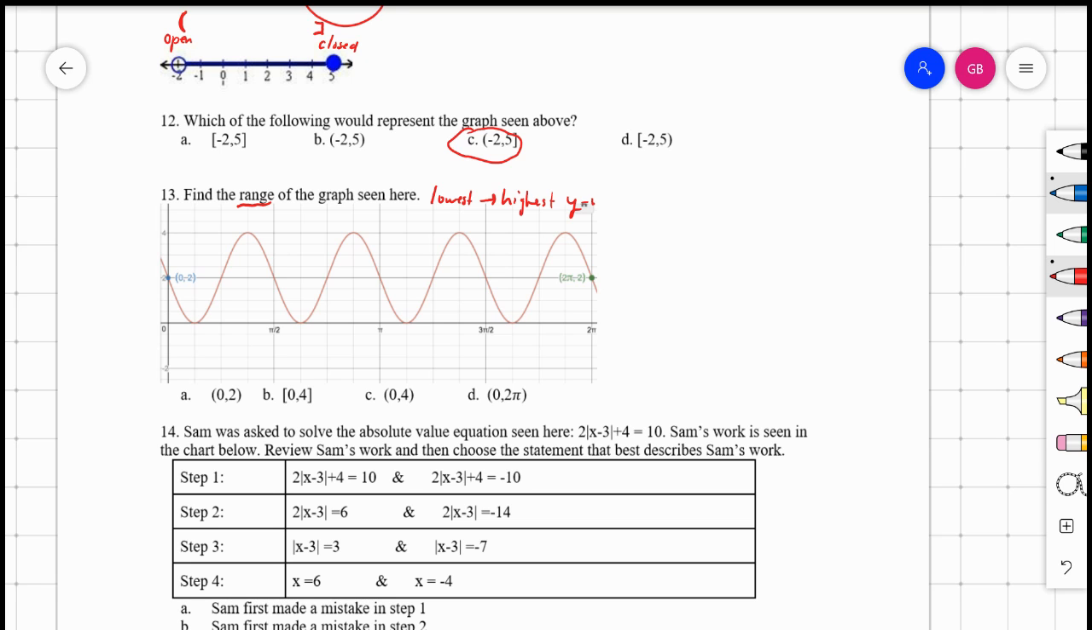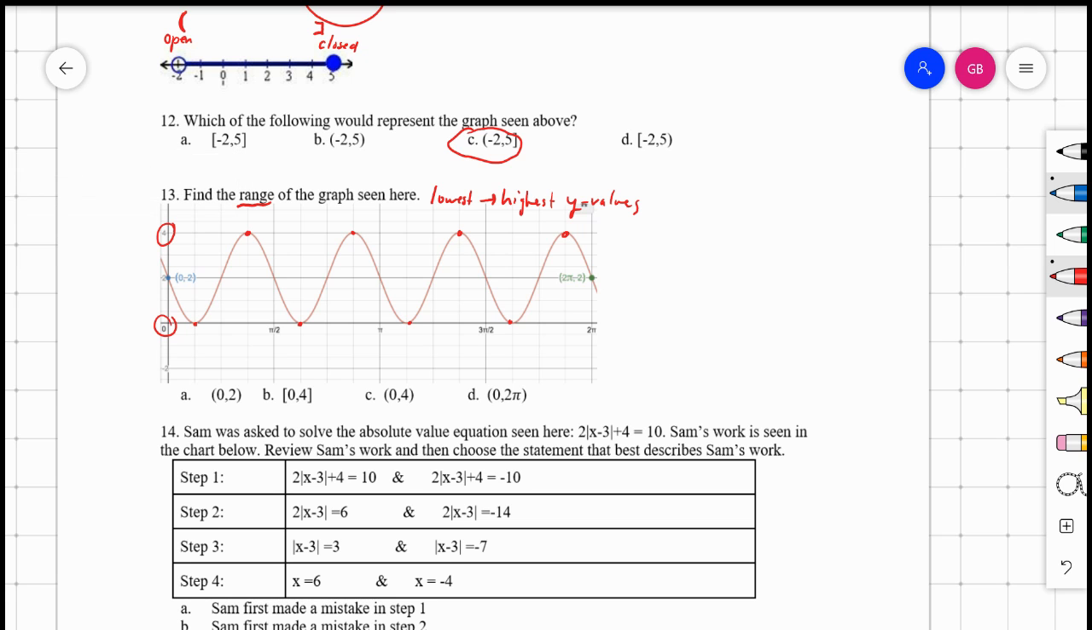Y values. The lowest to the highest. So what's the lowest y value that we see? See how the graph is the lowest, the graph goes here? That's 0. So it's from 0, and then the highest it goes is here. This is the highest the graph goes. That's 4. So it's from 0 to 4.